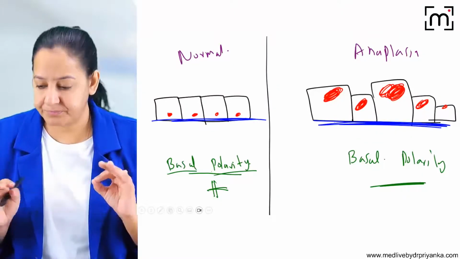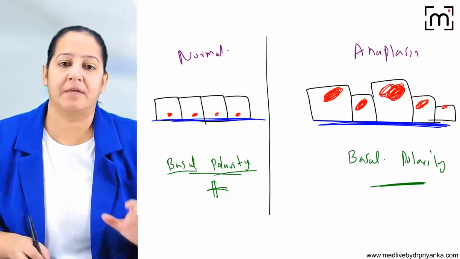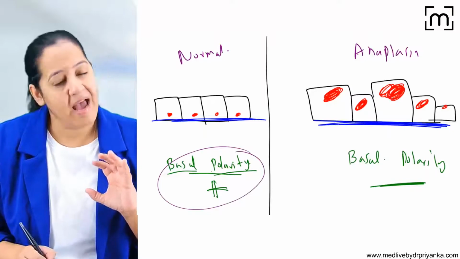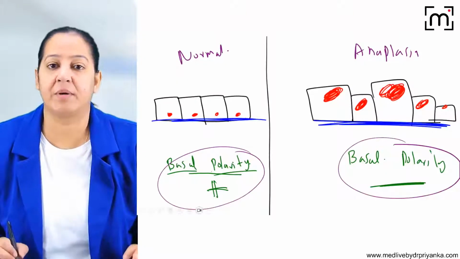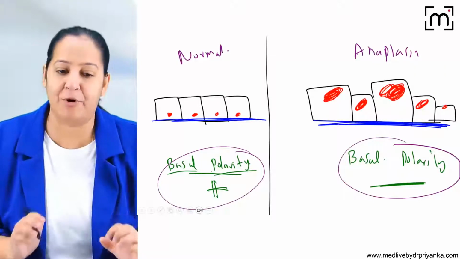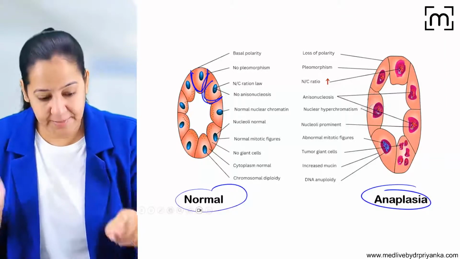So first thing, if I'm having a slide, I will look whether the basal polarity is present or absent. If the basal polarity is maintained, I will say it's a benign tumor. And if the basal polarity is lost, I will say it's a malignant tumor. This is how we differentiate based on the basal polarity. You got my point? The location of the nucleus inside the cell. The same you can appreciate here.